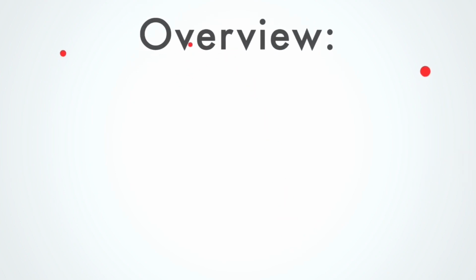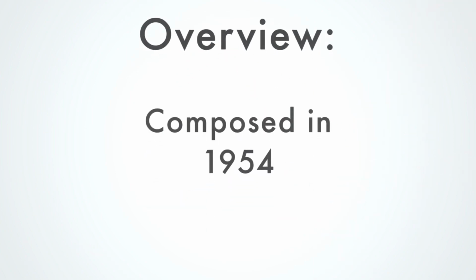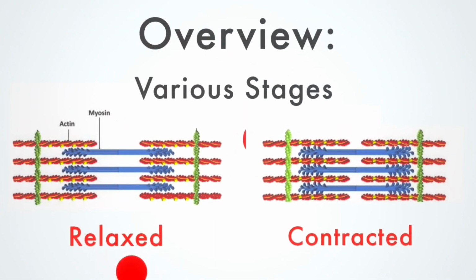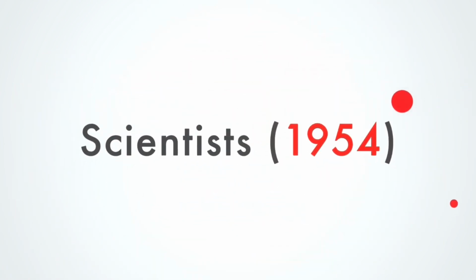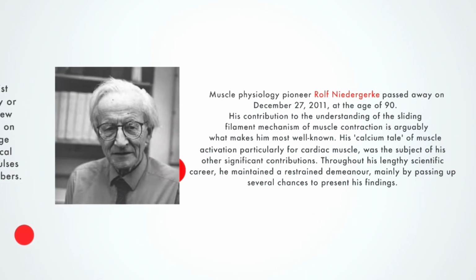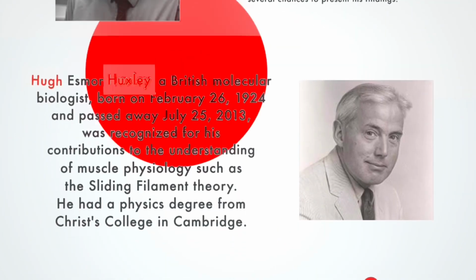The sliding filament theory was a theory composed in 1954, taking a look at the positioning of myosin and actin at various stages of muscle contraction. Who was responsible for this research? The following four scientists: Andrew Huxley, Rolf Niedergerk, Hugh Huxley, and Gene Hansen.